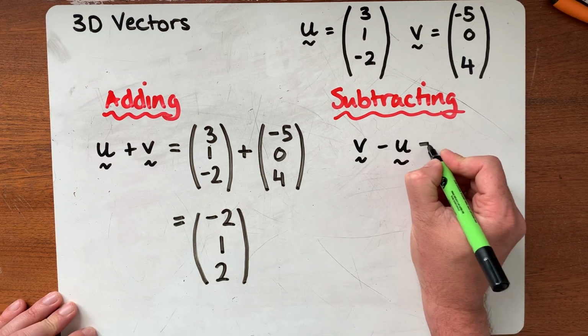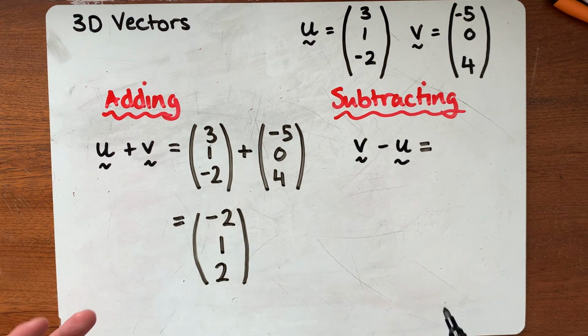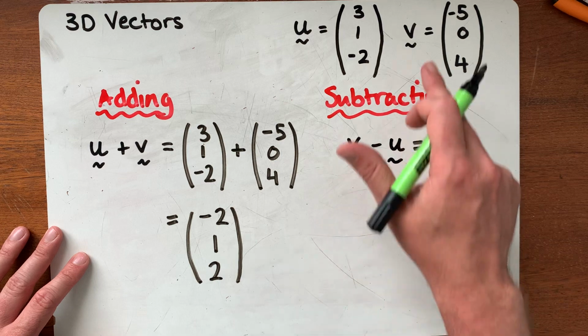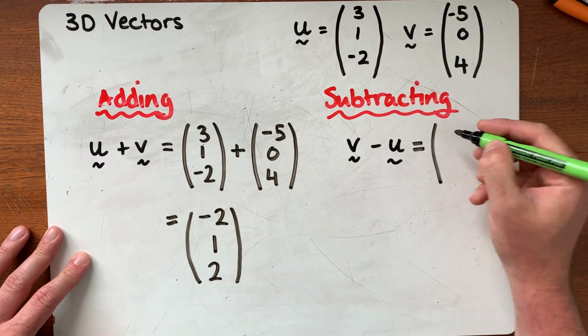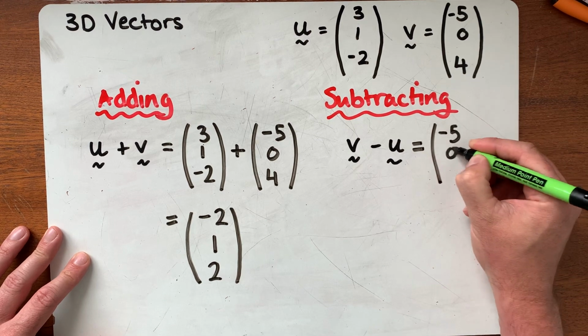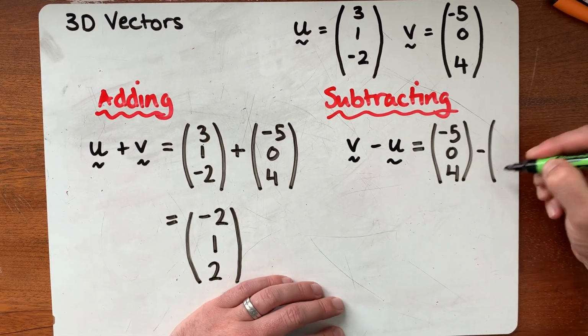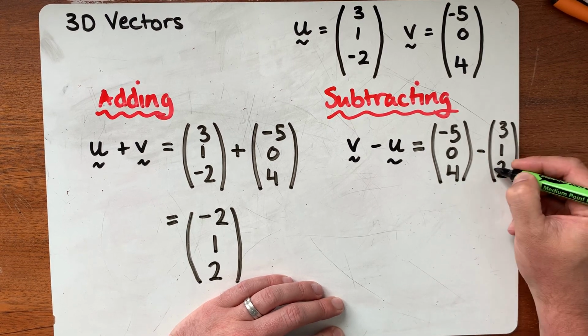On to subtraction, and we saw that with two dimensions, a wee bit trickier when we're doing it with a diagram, but just subtraction whenever we're doing it in component form. V minus u, so we've got vector v coming first this time. We're going to do that same kind of substitution, so negative 5, 0, 4. And we're subtracting from that vector u, which is 3, 1, 2. Oh, negative 2, sorry.